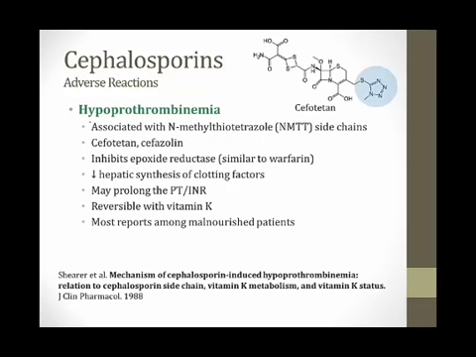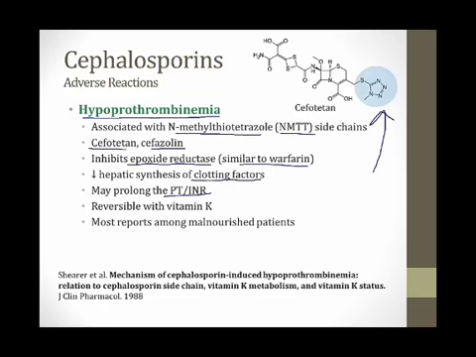Cephalosporins, however, have a second mechanism by which they can cause bleeding that is unique to this class of antibiotics. Cephalosporins can potentially lead to hypoprothrombinemia, which basically means reduced levels of clotting factors. This complication is associated with certain side chains found on some cephalosporins called N-methylthiotetrazole or NMTT side chains. This is an example of one found on cefotetan. Cefotetan has a side chain like this, so does cefazolin. These side chains can inhibit epoxide reductase. This is the same way that warfarin works. This leads to a decrease in hepatic synthesis of vitamin K dependent clotting factors, and it may prolong the PT-INR.